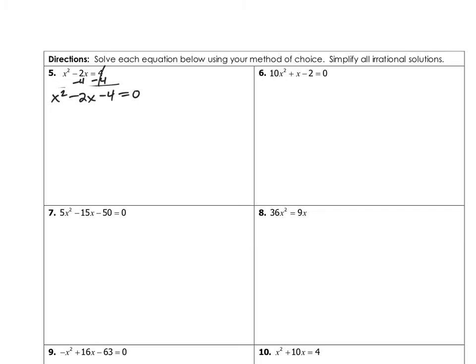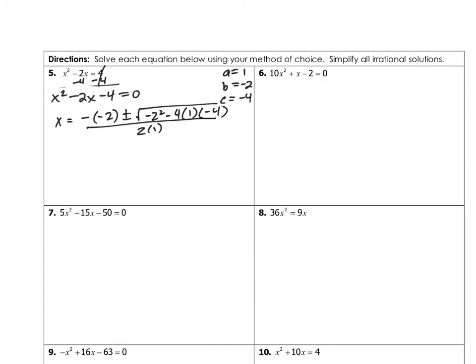There we go. Now, what are the factors of 4 that will add up to give me 2? Ooh, there's not any, so I can't factor this. If I can't factor, I'm going to do quadratic formula. A equals 1, B equals negative 2, C equals negative 4. So x equals negative b plus or minus the square root of b squared minus 4 times a times c, all over 2a. Oops, a is 1.